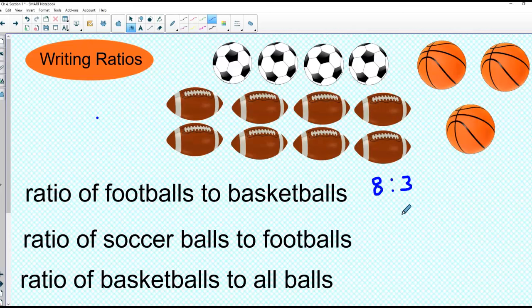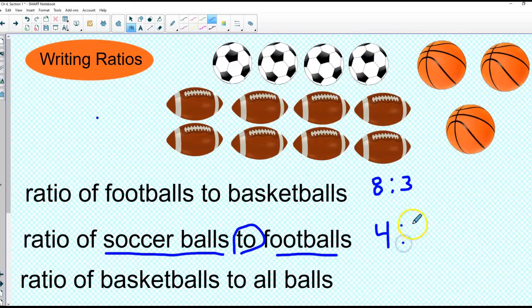Okay, now another thing to note is that at times you may be asked to reduce a ratio. And you would do that just like you would a fraction, by finding a number that goes into both of them, 8 and 3. In this one, I don't know of anything that can go into both 8 and 3 to reduce it. So this one cannot be reduced. So let's look at another one. Ratio of soccer balls to footballs. So if I count the soccer balls, I know there's 4.